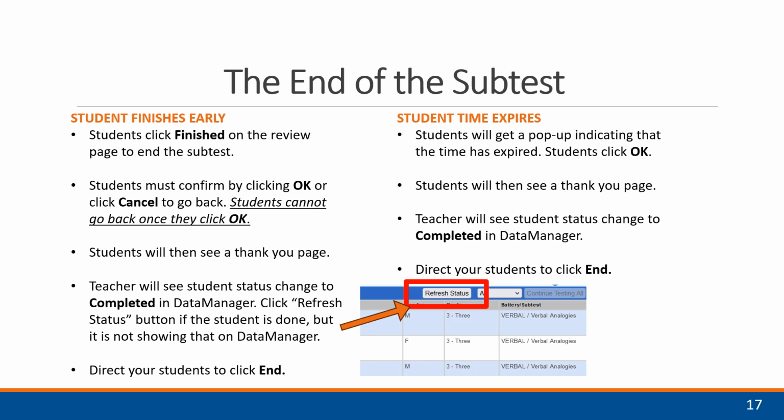Students who finish early will see a virtual paint app on their screen. They will be able to virtually paint until the next subtest begins. On the other hand, if the student time expires, there will be a pop-up indicating that time has expired. Students will then click OK, and then after clicking OK, they will see a thank you page. The teacher will see the student status change to completed, and then you'll have to direct the students to click End.